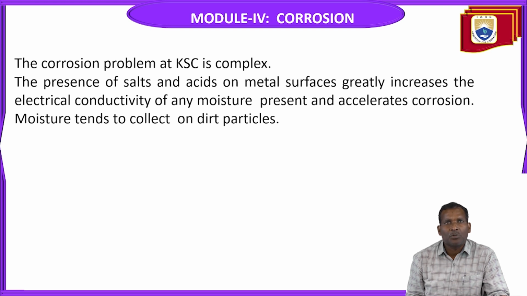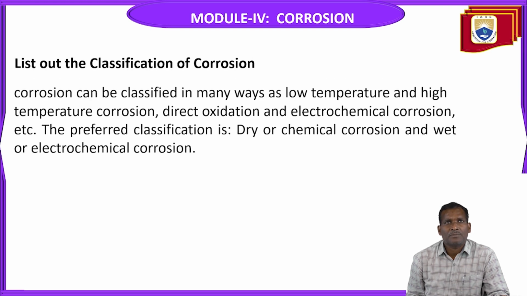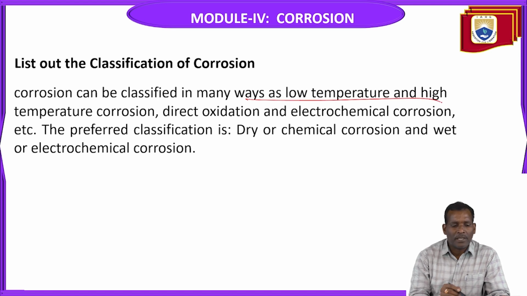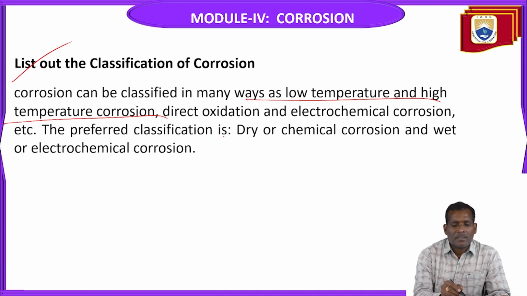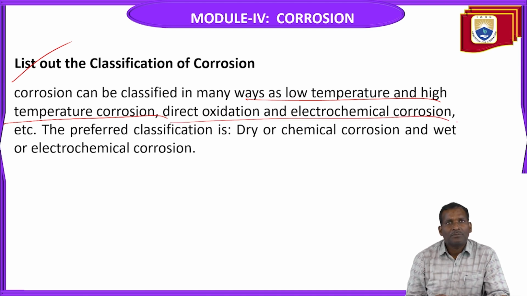So moisture tends to collect on dirt particles. List out the classification of corrosion. Already we have seen in the first slide, corrosion is classified in many ways: low temperature and high temperature corrosion, direct oxidation and electrochemical corrosion. The preferred classification is dry or chemical corrosion, or wet or electrochemical corrosion. These two we have already seen in the first slide.